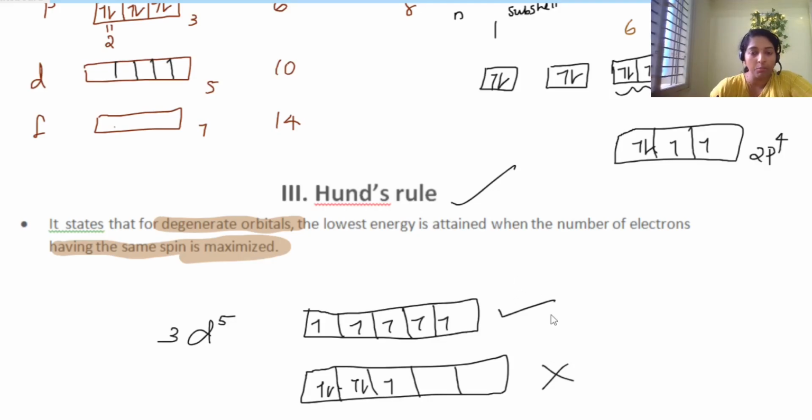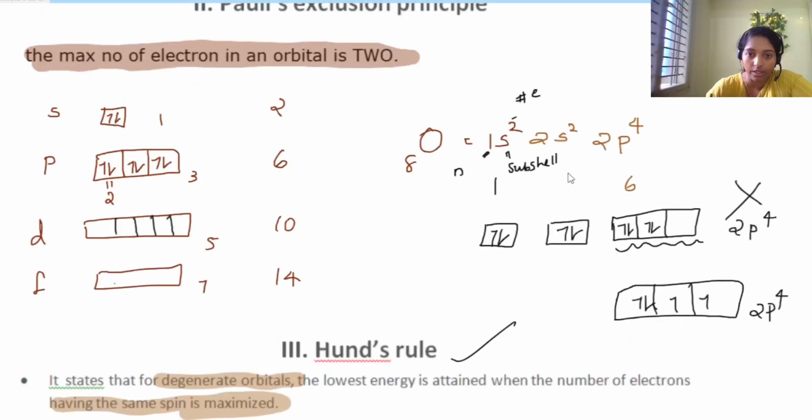But this is only applicable while you're writing the orbital notation. Otherwise, for notation like 1s2, 2s2, 2p4, in this way while you're writing, we are not using Hund's rule. Got it? Okay.